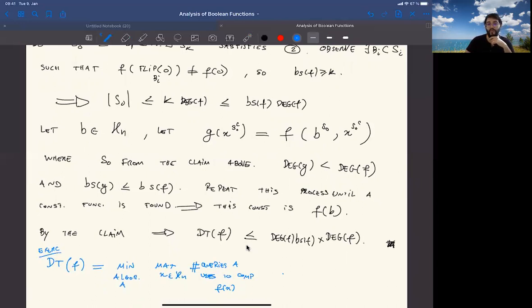So you come up with an algorithm to compute f. And then you take the worst case scenario. That is how many queries you have to use to compute f of x. And then you take the worst case scenario and minimize over all your algorithms. That's exactly, you can show, equal to the decision tree complexity, okay?